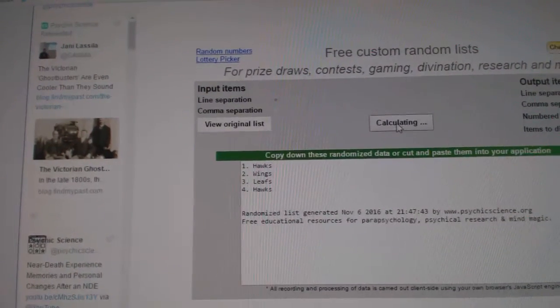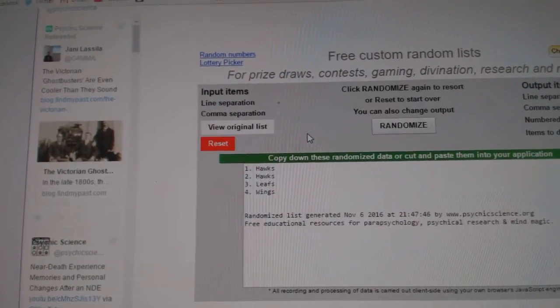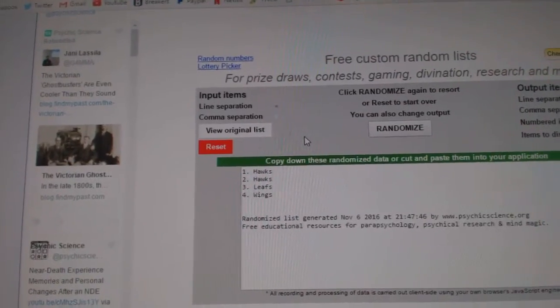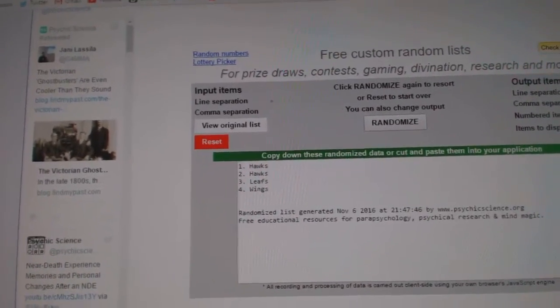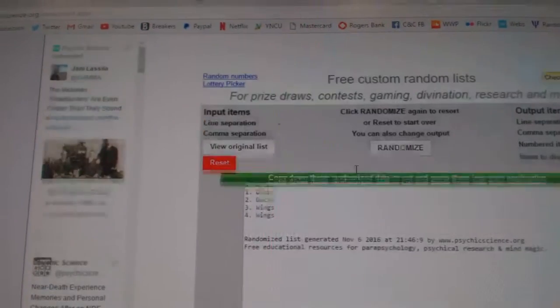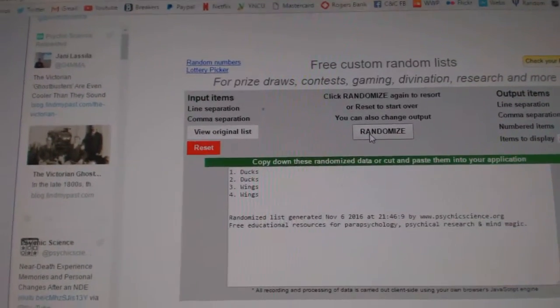One, two, three. The Hawks with the clean sweep. And then the final one, Ducks and the Wings booklet.